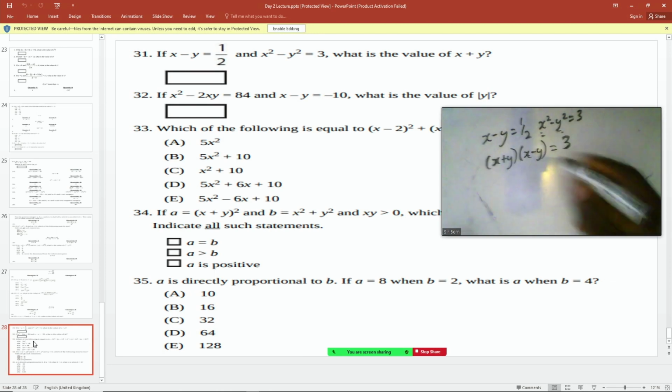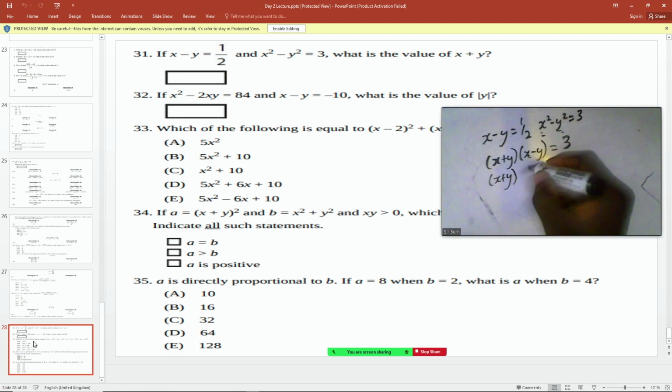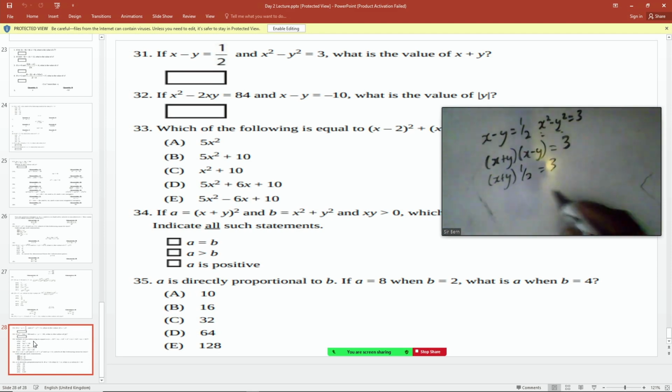And the question has given us x minus y to be half. So we can replace this by half. So x plus y times half is equal to 3. And they want us to find x plus y. So we just multiply through by 2. We get x plus y to be equal to 6. So our answer is 6 for 31.